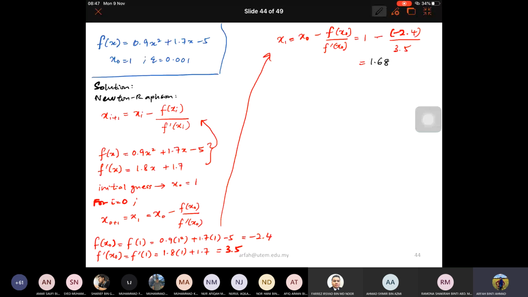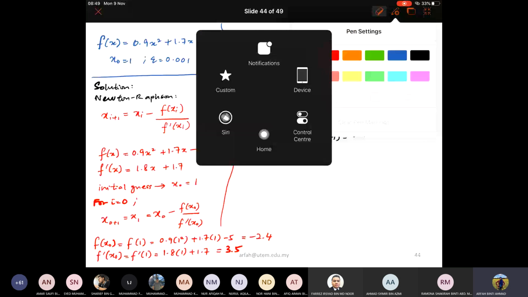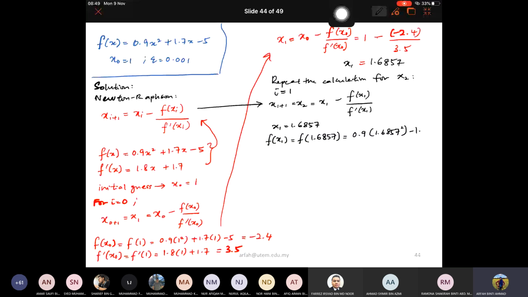Okay, this one. Okay, and then tolak 0.9 tolak 1.7 darab 1.6857 ditolak dengan 5. So you will get this one is equal to berapa? Ambil 4 decimal point. What will you have for this one?